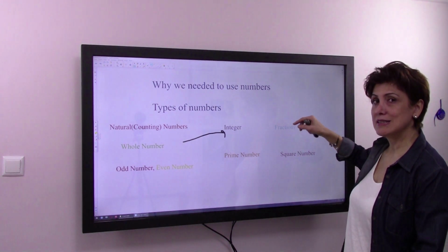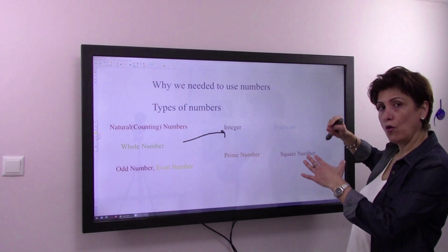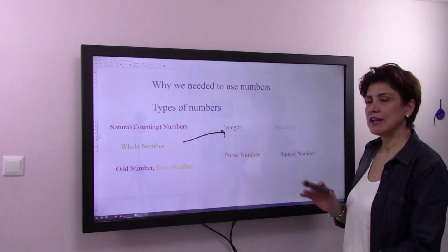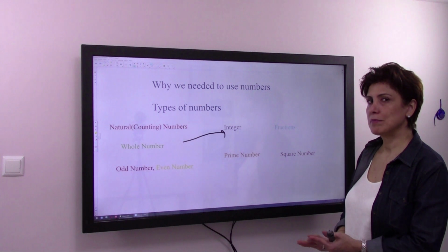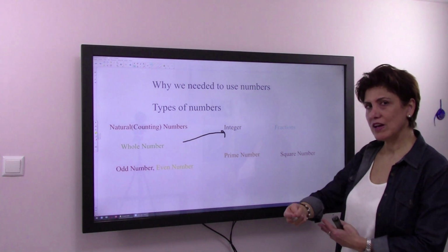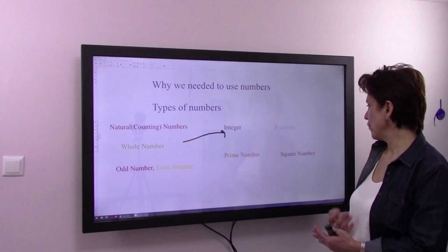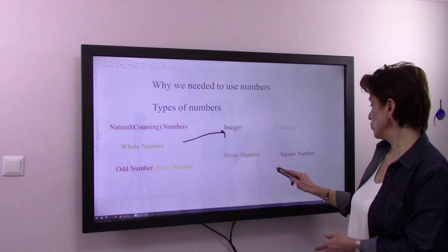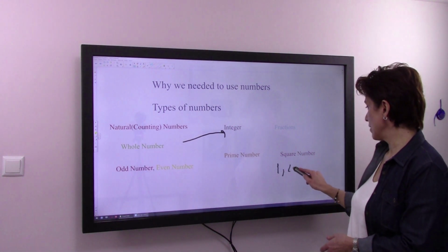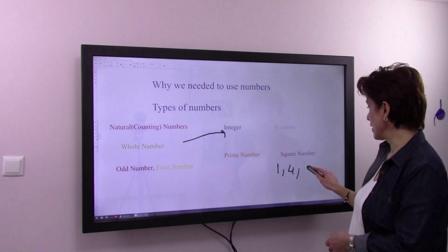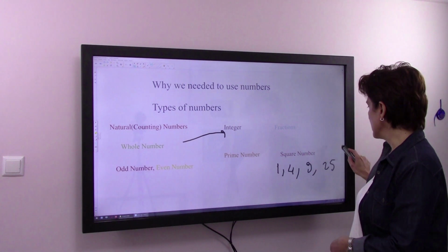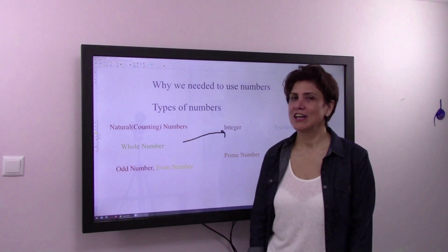If we express part of a whole, we can call it a fraction. Square number, how can we express them? We multiply a natural number by itself and we get a square number. For example, 1 times 1, which is 1, square number. 2 times 2, 4, square number. 3 times 3, 9, square number. 5 times 5, 25 is a square number. Okay?